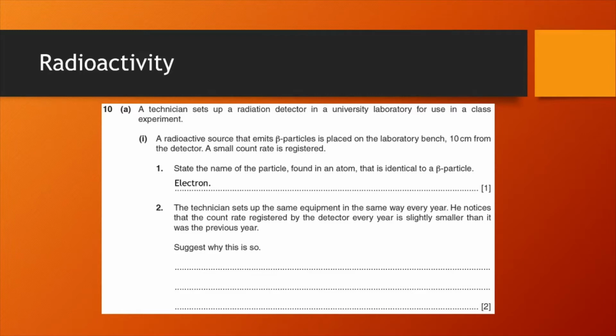AI2. The technician sets up the same equipment in the same way every year. He notices that the count rate registered by the detector every year is slightly smaller than it was the previous year. Suggest why this is so. Some of the radioactive sources have already decayed, so the activity of the radioactive source decreases every year. Those are the answers for question 10AI.